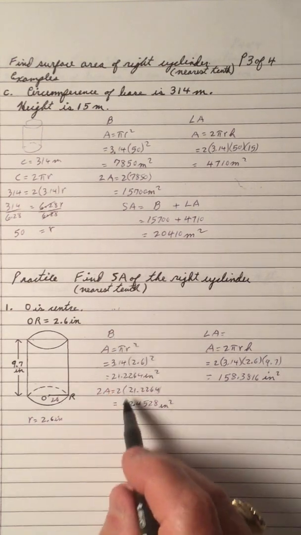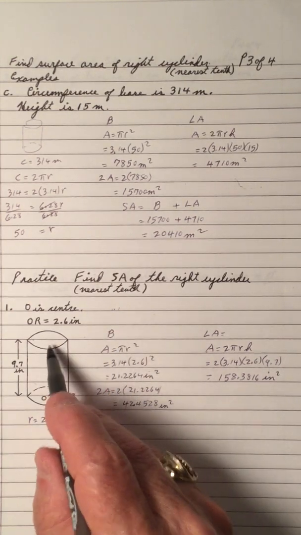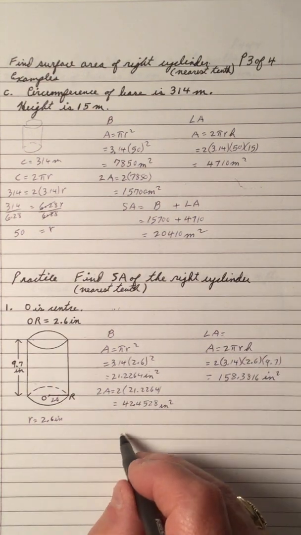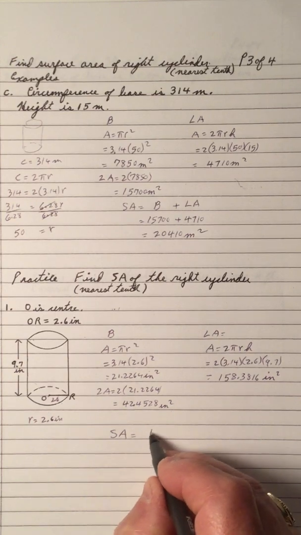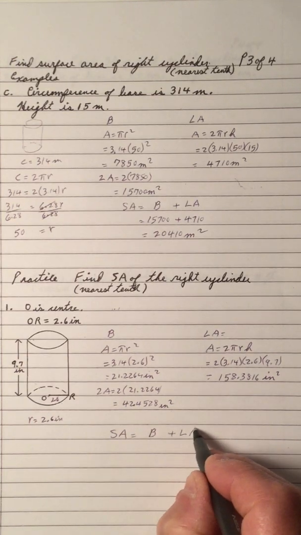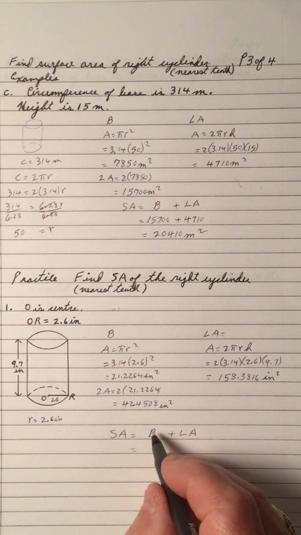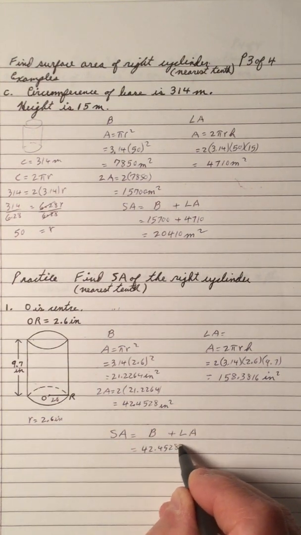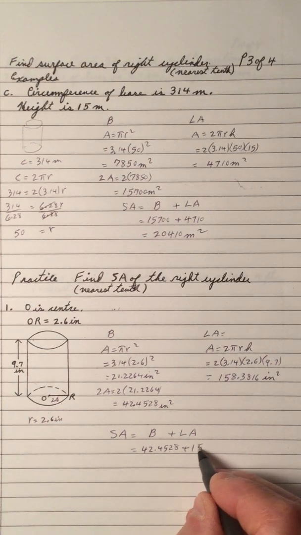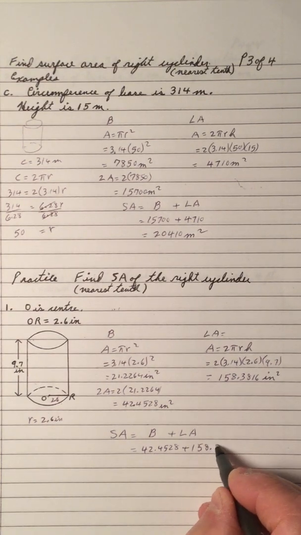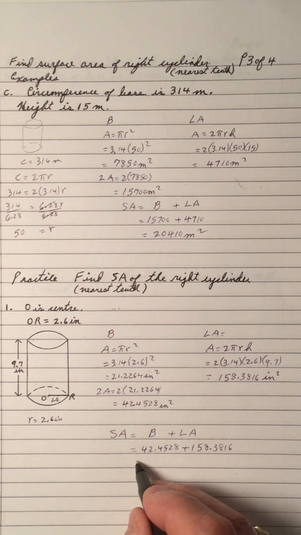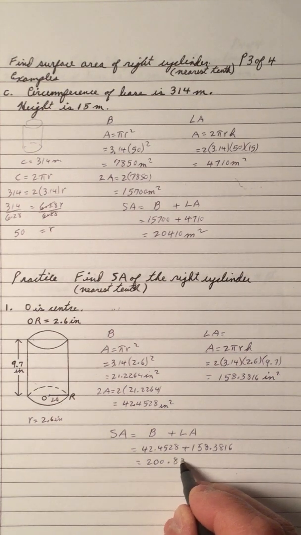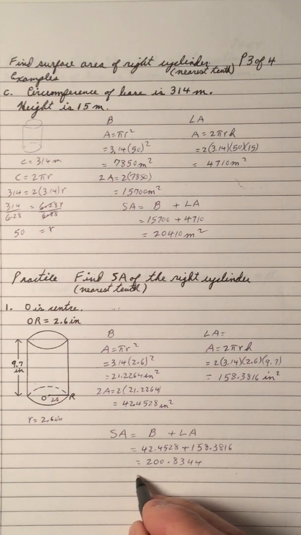And now we have the total base area, two circles, checking. One circle, two circles, yep, doubled. We have the lateral area, right? So the surface area is the total base area plus the lateral area. The base area is 42.4528. The lateral area is 158.3816. And when that's added up, again, I'm using a calculator all the time because it's easier and faster.